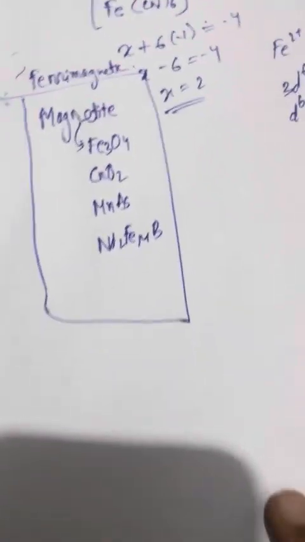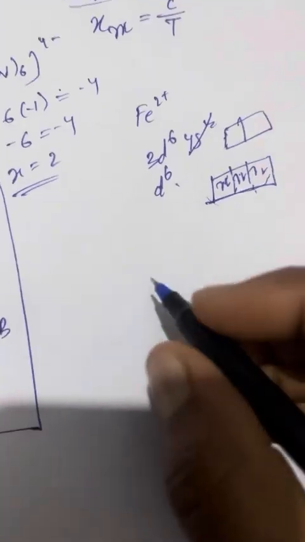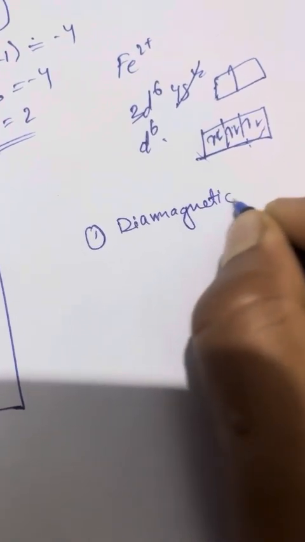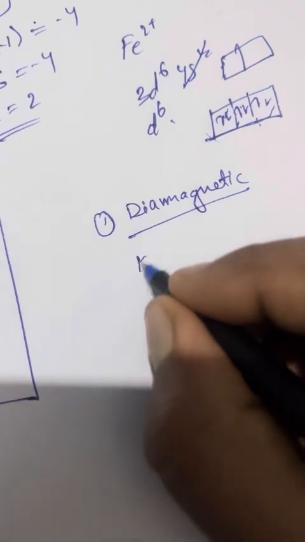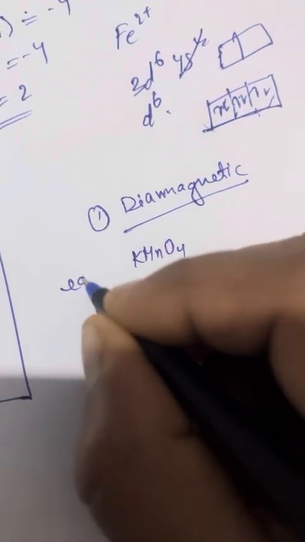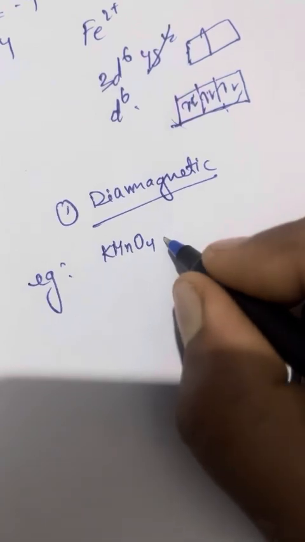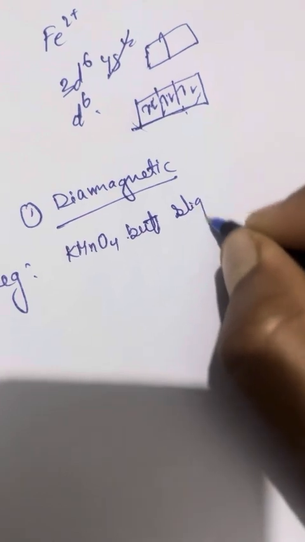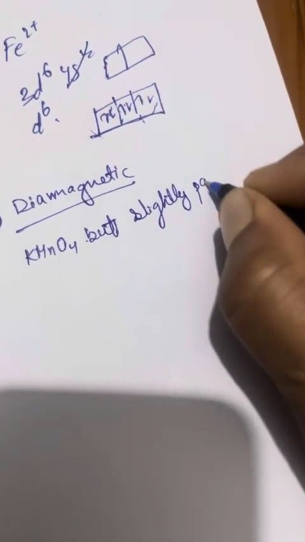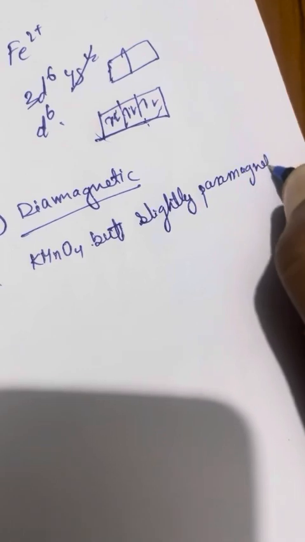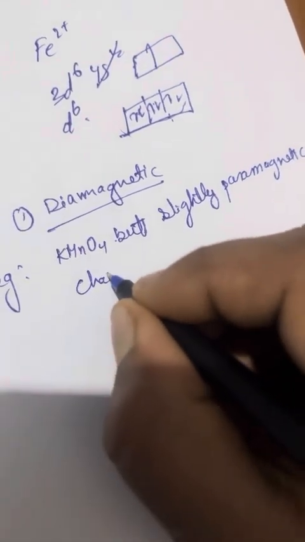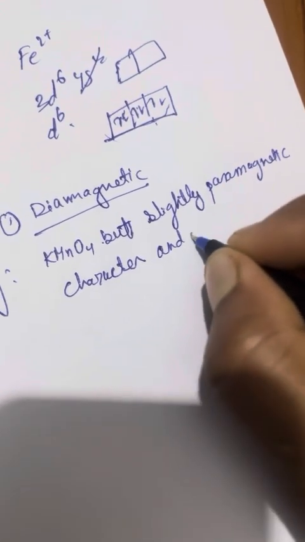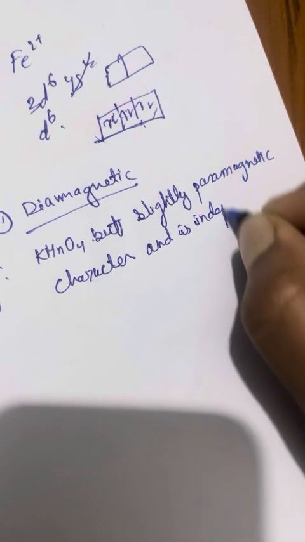What you should learn from this topic is, first of all, about diamagnetism. You know that KMnO4 is very important. KMnO4 is diamagnetic, but it has slightly paramagnetic character, and is independent of temperature, right?